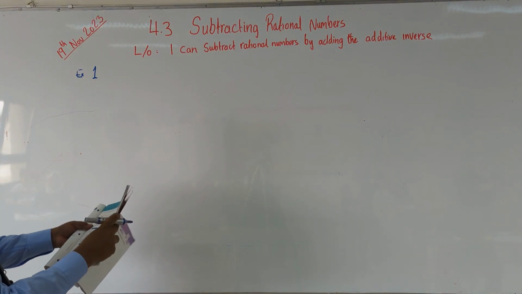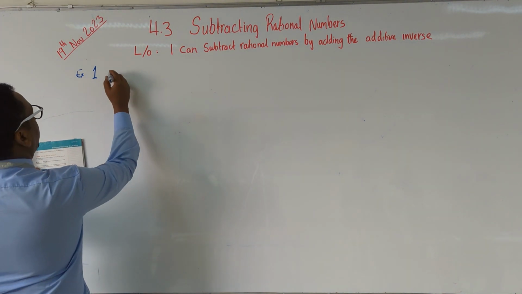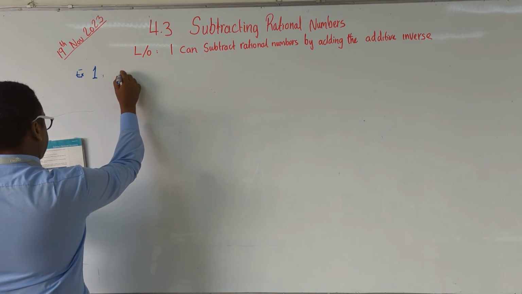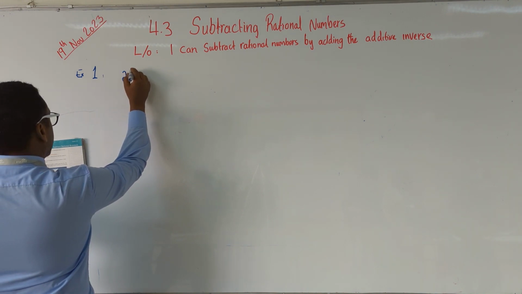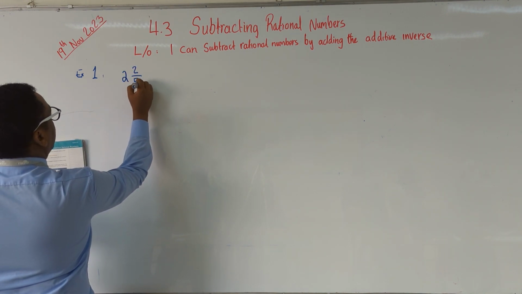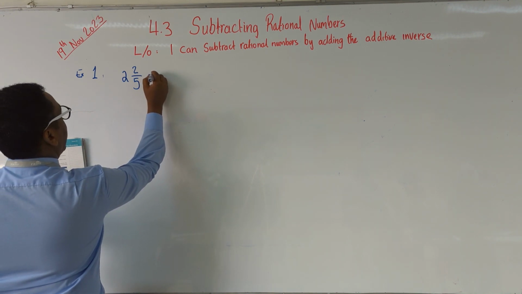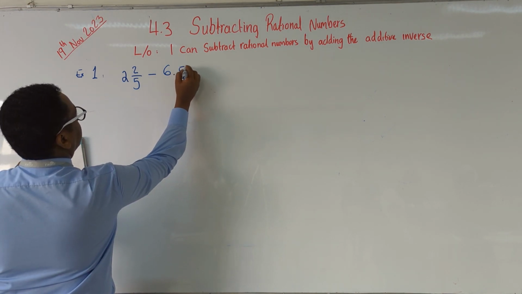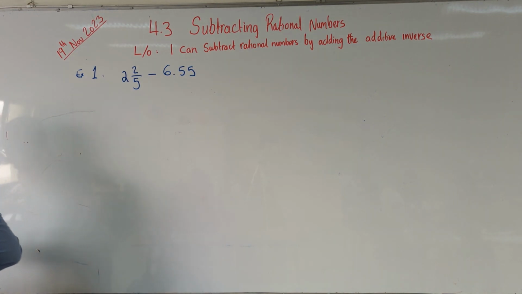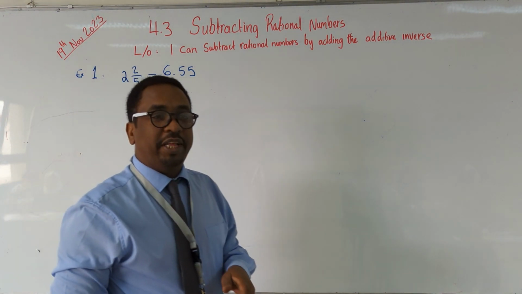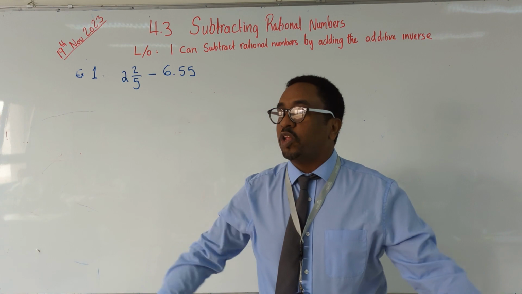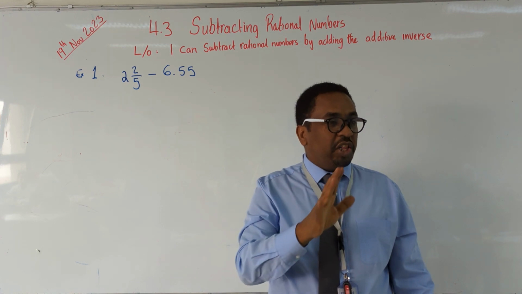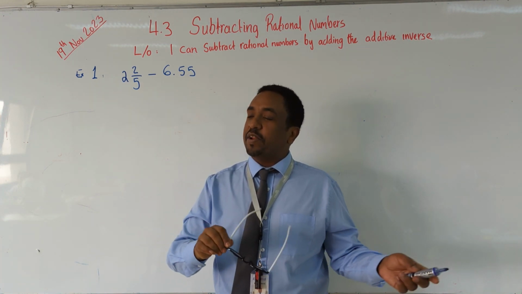So we have a mix of fraction and decimal. So the first example goes like this: 2 and 2/5, and we take away 6.55. Okay, so this is our first example. How do we do this? Obviously, the first thing you notice is one is a fraction, one is a decimal. It's not easy to take away when they are different formats.